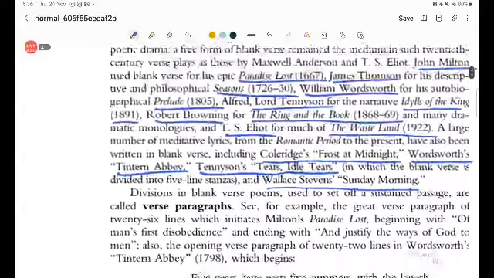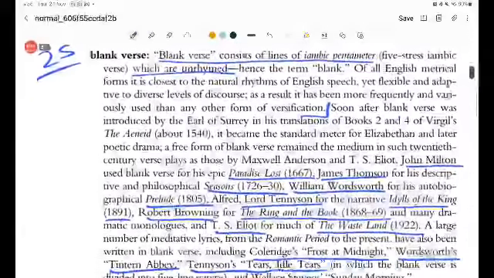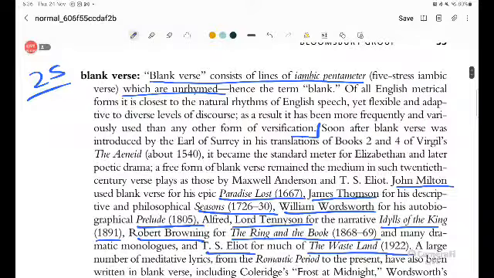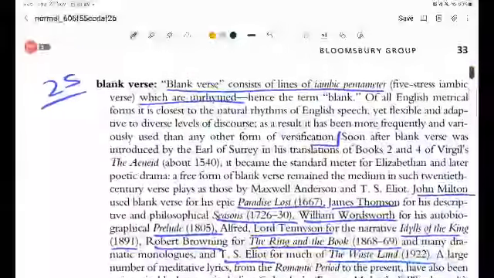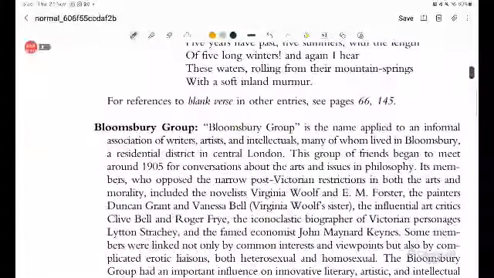ये रहा आपका ब्लैंक वर्स. आई गेस ये आपका क्लियर है. बहुत ही इजी है और बहुत ही इंपॉर्टेंट है. 26 जो है वो आपका ब्लूम्सबरी ग्रुप, वर्जीनिया वुल्फ इसकी पार्ट थी. बहुत ही इंपॉर्टेंट ग्रुप है, डेफिनेटली इंपॉर्टेंट है.